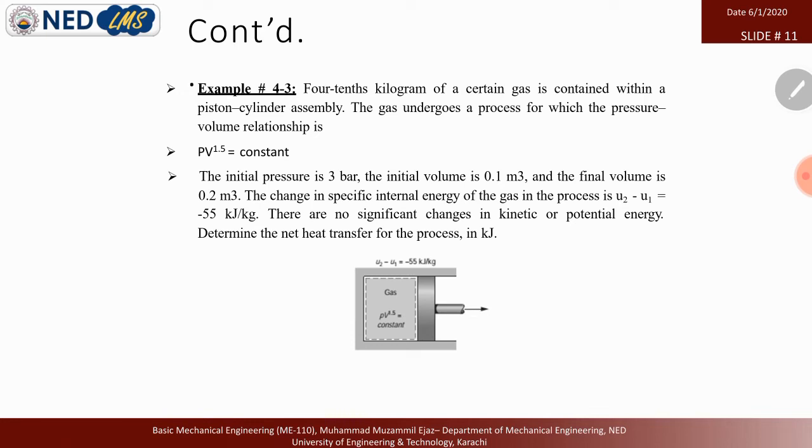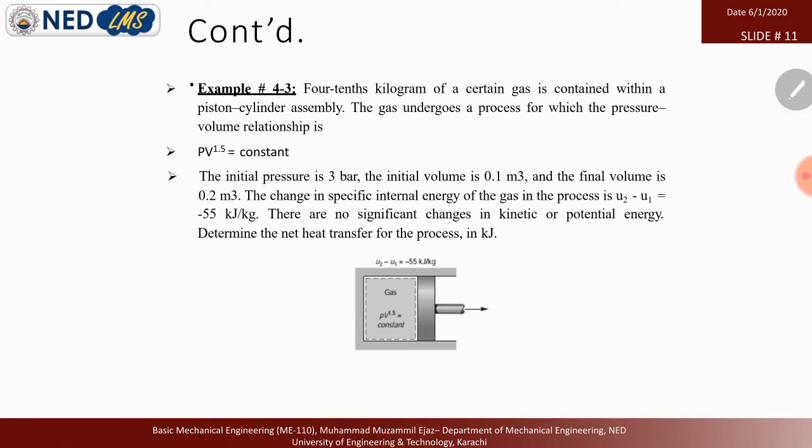The change in specific internal energy of the gas in this process, U2 minus U1, is minus 55 kilojoules per kg. So it is also showing that it is work from the system, because minus 55 kilojoules of internal energy is decreasing. The internal energy is decreasing, so where does it go? This energy goes into the work. There is no significant change in the kinetic and potential energy. Determine the heat transfer in this process.